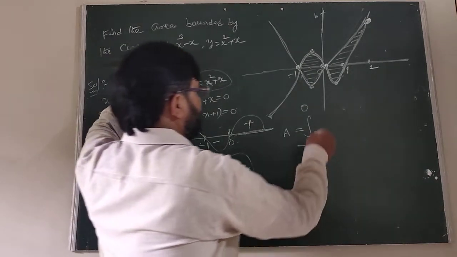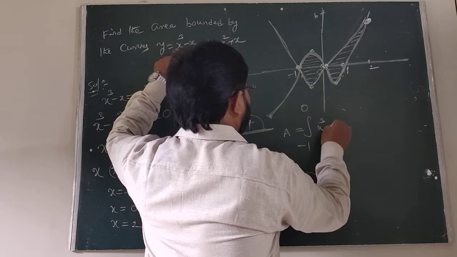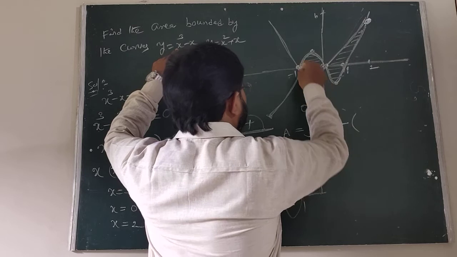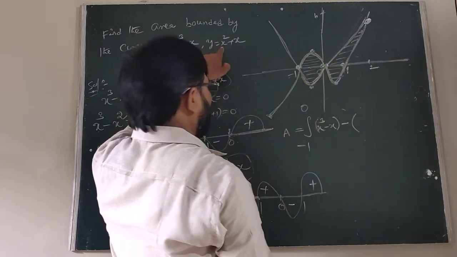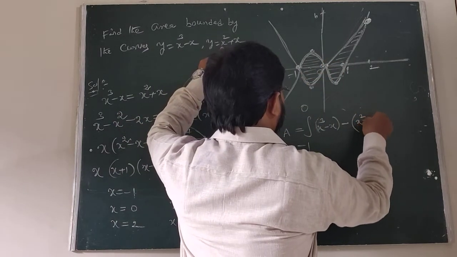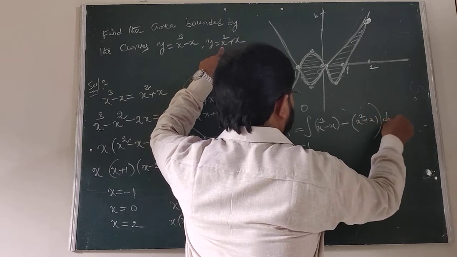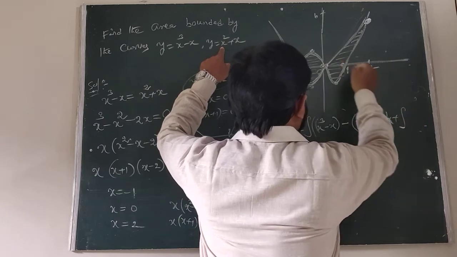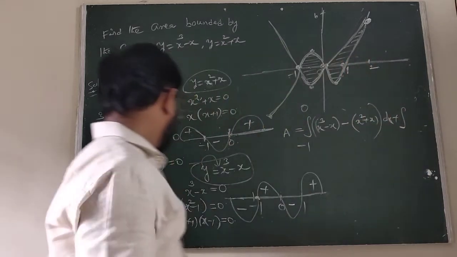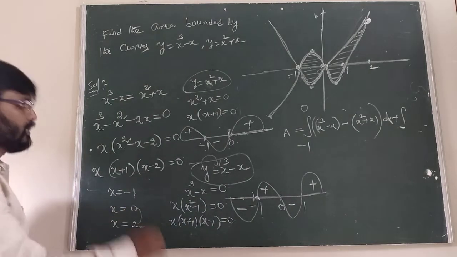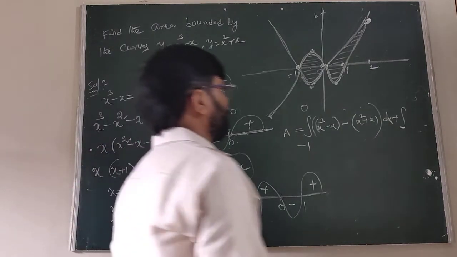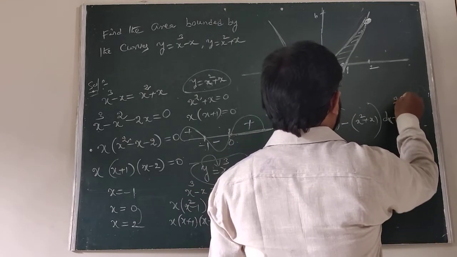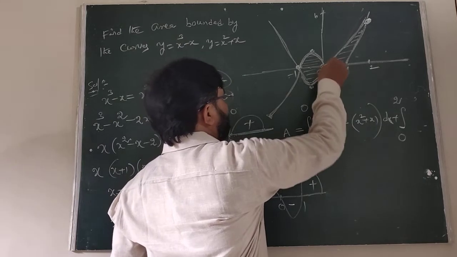Therefore, taking x cube minus x, this is the graph of the parabola x square plus x, with respect to dx. Okay students, now we can write the integral from 0 to 1. Sorry, directly you can take 0 to 2. That is the 0 to 2 here, this is 0, this is 2.